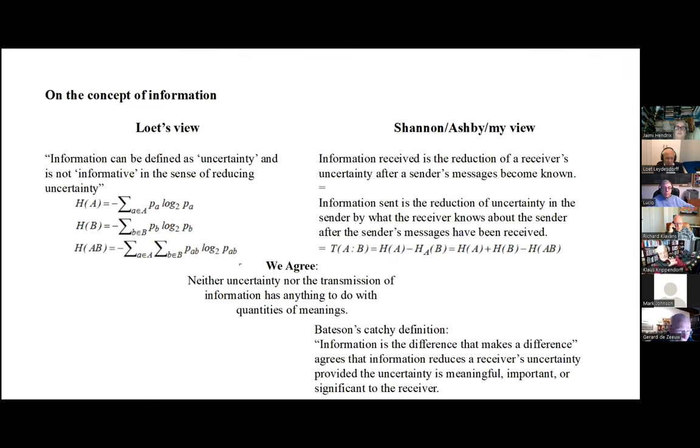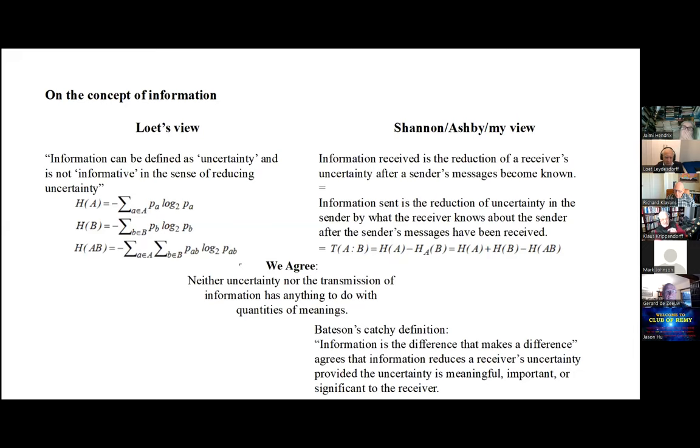But let me go back. Then Bateson's catchy definition is, I think, very interesting. He says information is a difference that makes a difference. And he agrees in some sense that information reduces the receiver's uncertainty, but he adds the important qualification that it must make a difference. That means it must be meaningful or significant. In fact, Larry, last time, made that point of the significance. And that's where the issue of meaning comes in. But it is not measured in this form.